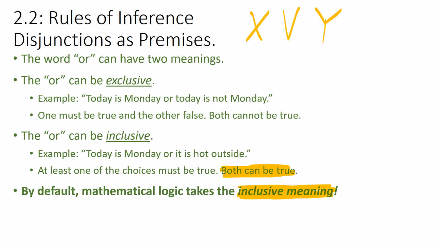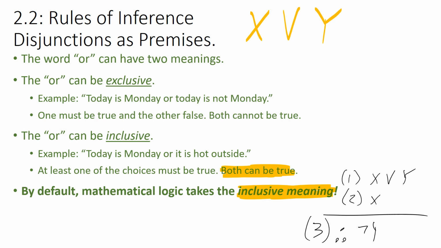For example, let's say we have the following argument. So 1, we have the premise X or Y. 2, we have the premise X. And let's say we concluded that therefore Y is not the case. Does this argument work? Well, certainly not, because the or is inclusive. Just because X is the case, it does not mean that Y is not the case. Indeed, X and Y can both be the case, so this is totally invalid.